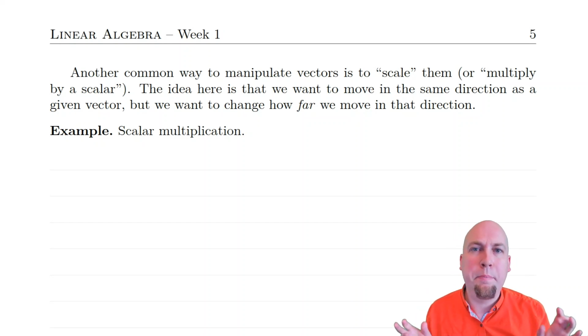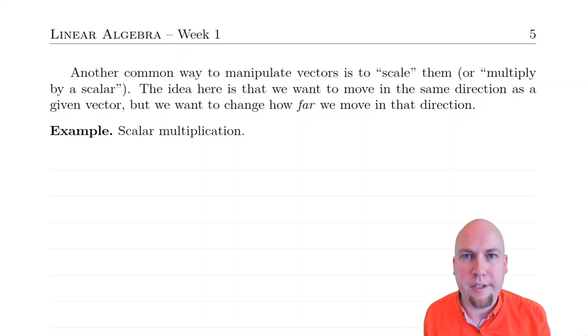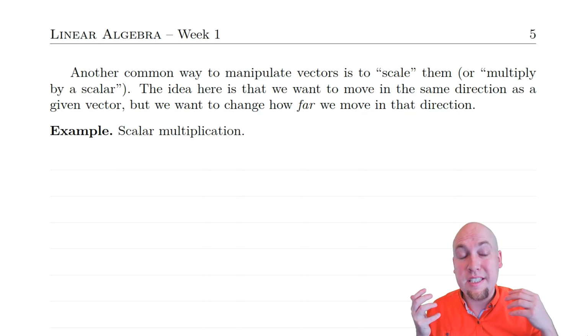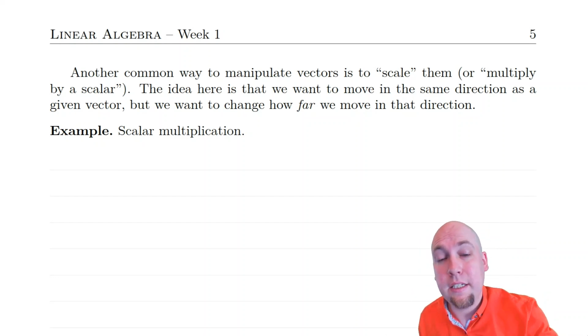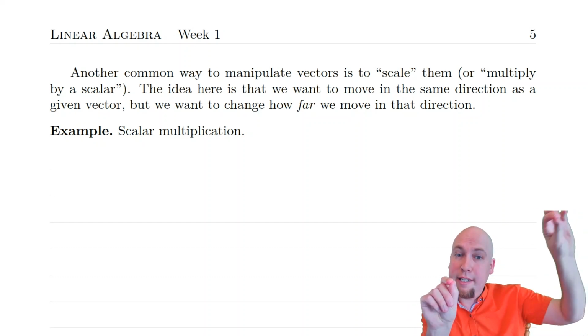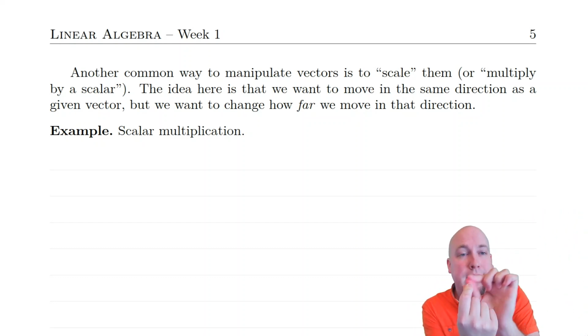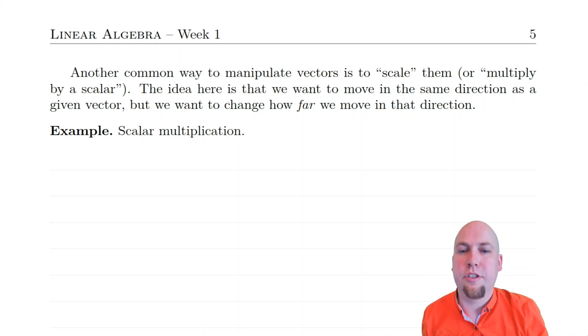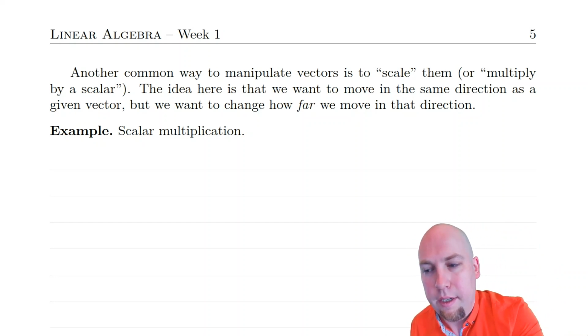There's one other basic building block operation that we have to be able to do on vectors, and that is something called scalar multiplication. Scalar multiplication is a way of changing the length of a vector. It's a way of stretching it or shrinking it, or potentially reflecting it as well, but otherwise not changing its direction. Okay, so here's the geometric setup.